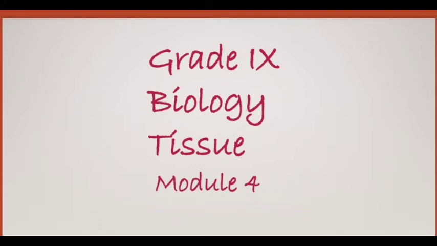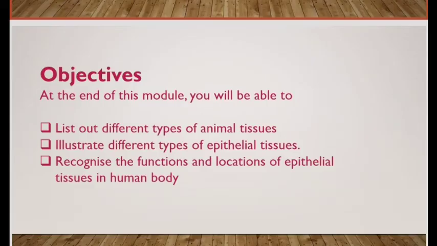Grade 9 Biology, Lesson Tissue, Module 4. Objectives. At the end of this module, you will be able to list out different types of animal tissues, illustrate different types of epithelial tissues, recognize the functions and locations of epithelial tissues.